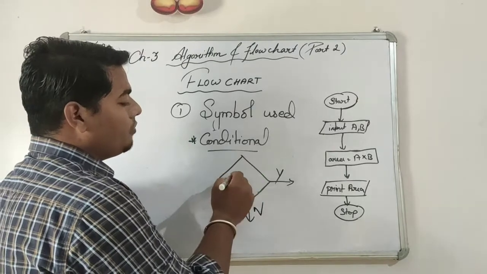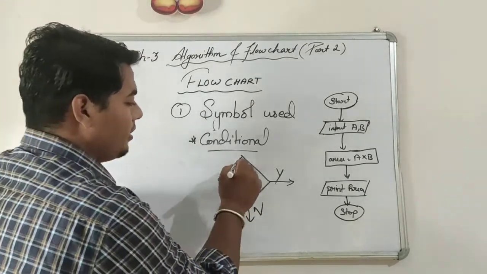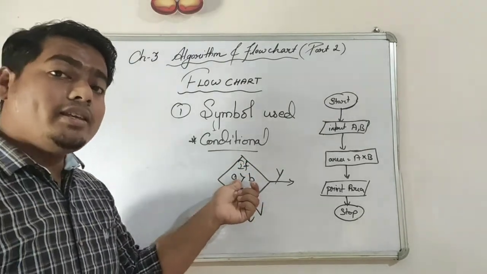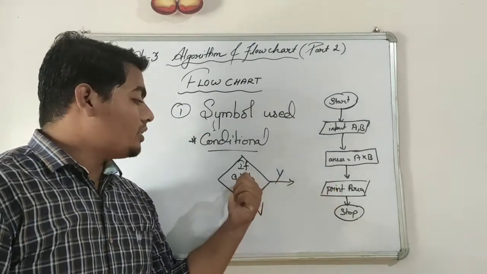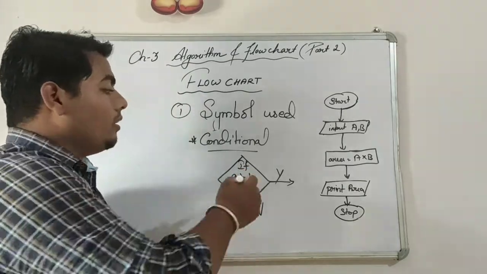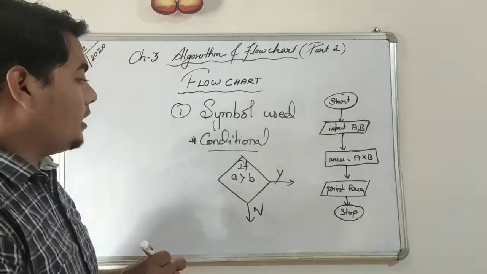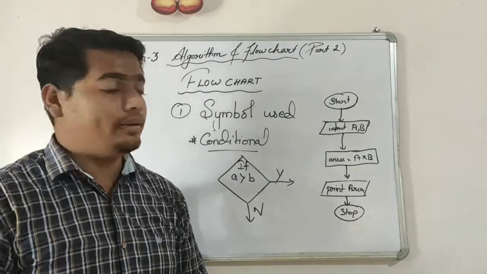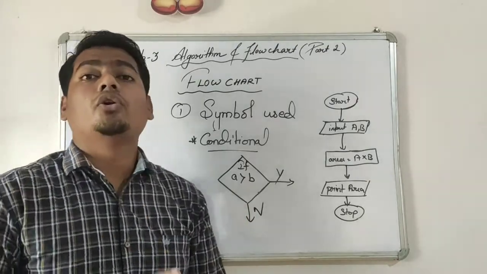For example, in the condition you have written A is greater than B. If this condition is true, then you will go this way. If this condition is false, then you have to go the no way. Yes and no, two conditions are given in a flowchart. How we will use this conditional box in your flowchart, I will explain later. For now, just understand that this is used for only two ways.